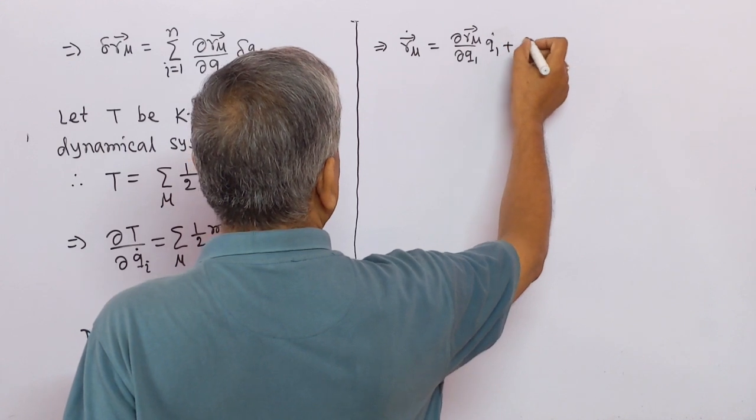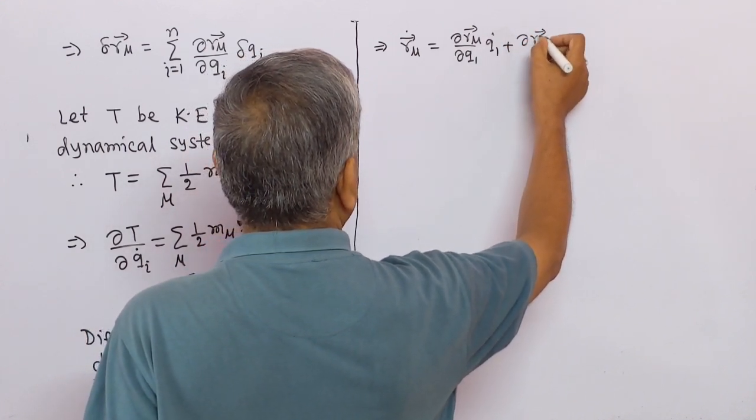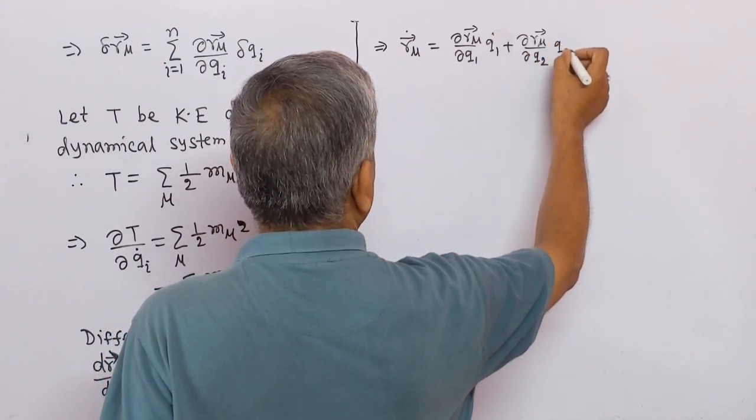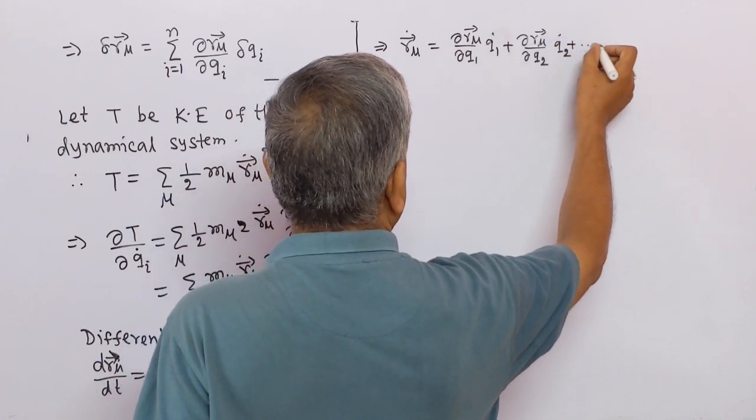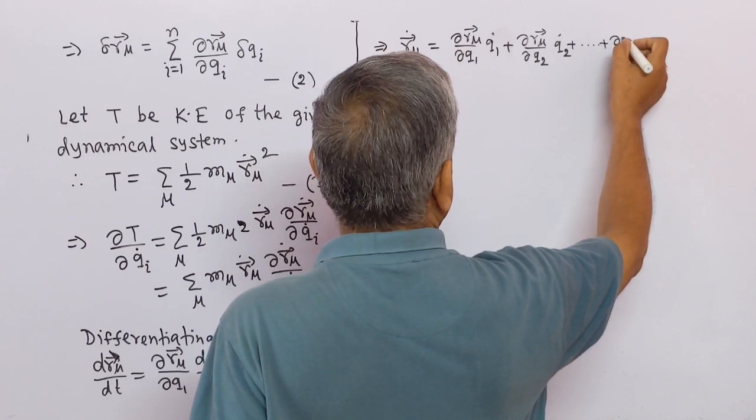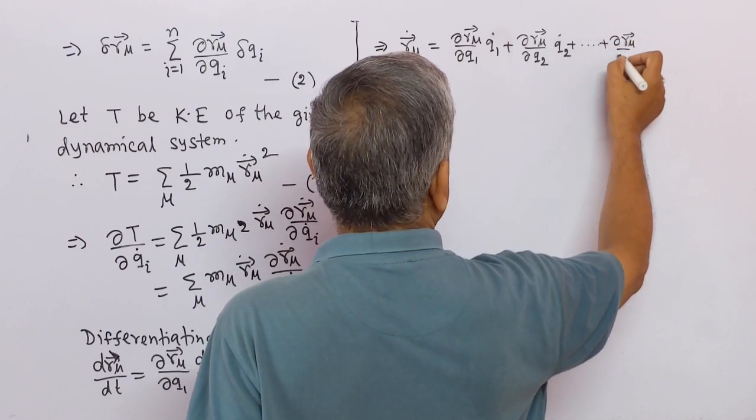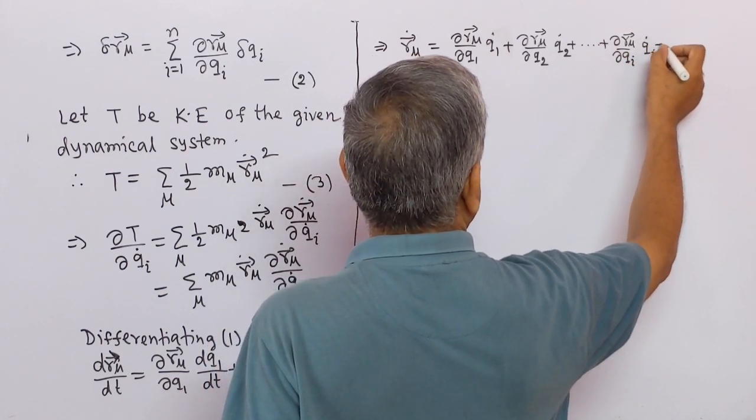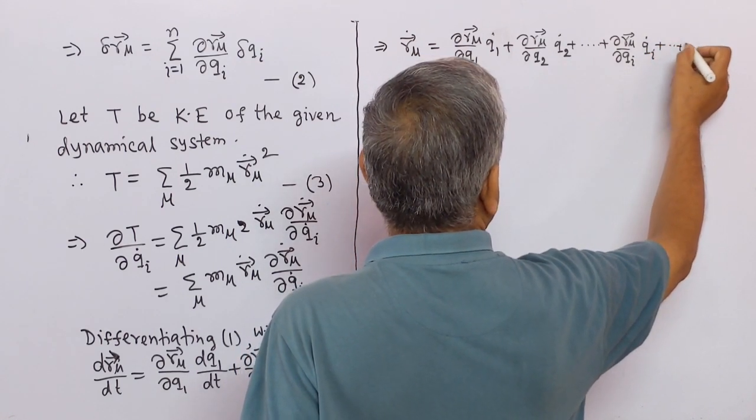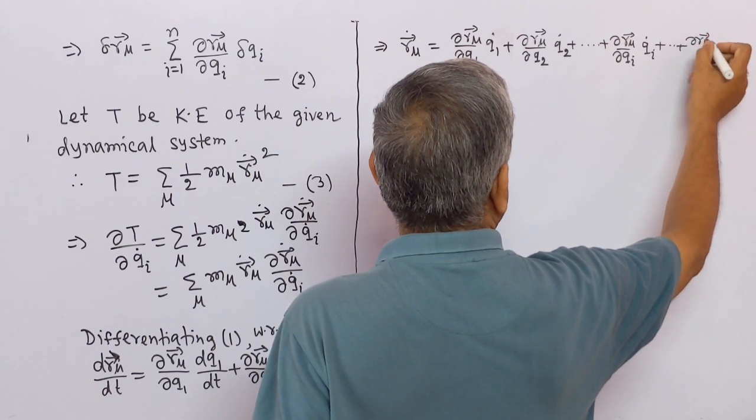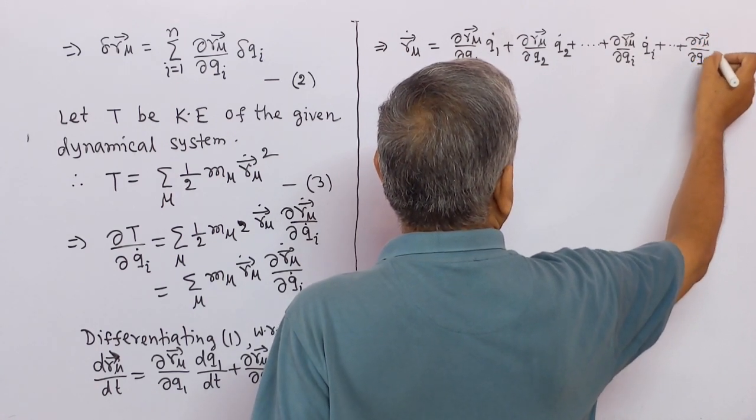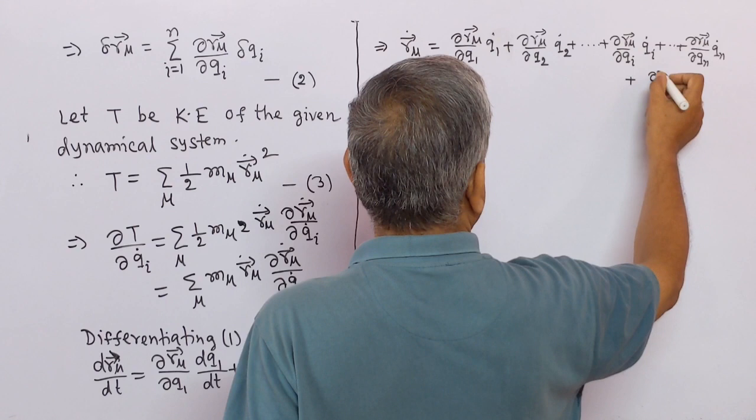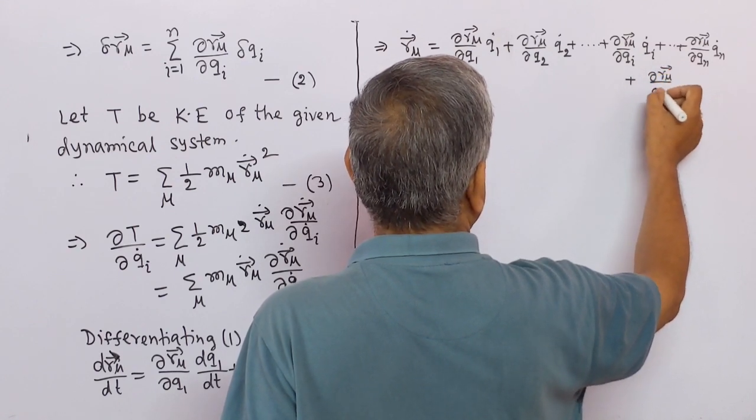q1 dot. Similarly, second term will be partial derivative of r mu vector with respect to q2 dot, plus partial derivative of r mu vector with respect to qi dot, plus partial derivative of r mu vector with respect to qn dot, plus partial derivative of r mu vector with respect to t.